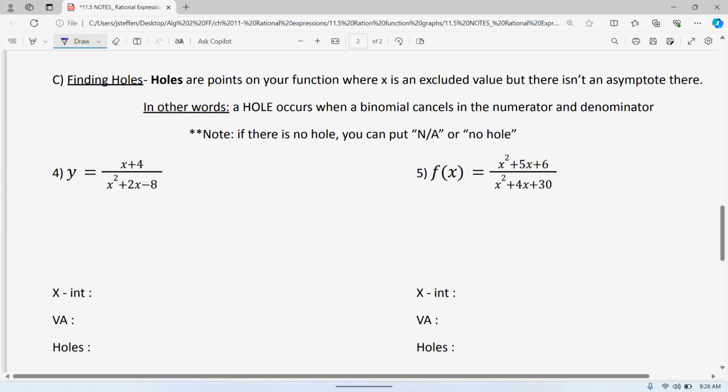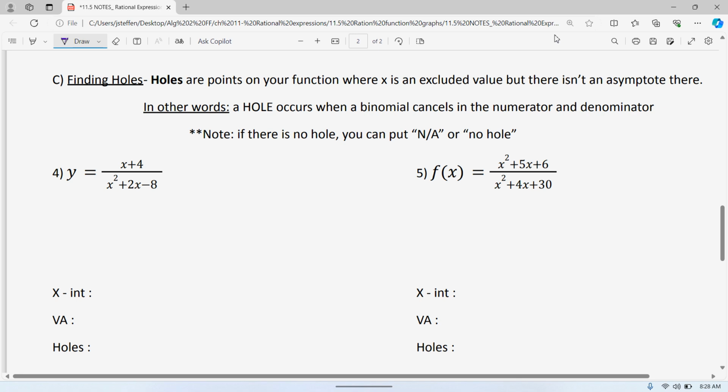So the next thing we're finding is holes. A hole is a point on your function where the x is an excluded value, but it is not an asymptote. I don't know if it's a textbook definition, but this is the best way to technically describe it. A hole is a point on your function, but that point is an excluded value, so it's what makes the denominator 0, but there's not an asymptote there.